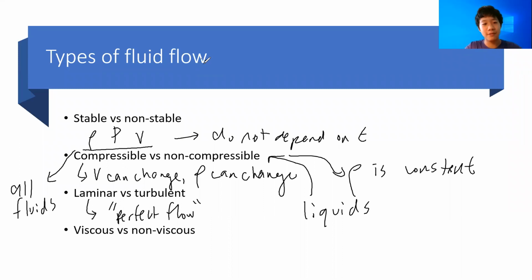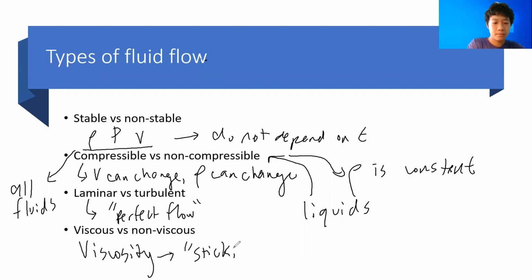So the fourth type of fluid flow is viscous versus non-viscous. You might have heard the word viscosity before; viscosity is basically the stickiness, how sticky this fluid is. For example, maple syrup has a very high viscosity. If you try to pour maple syrup out of a jar, it flows out very, very slowly. And so does honey, molasses, all those sticky things. On the other hand, water, milk or juice are not viscous because they flow out very quickly. So that's the difference between viscous and non-viscous fluids.